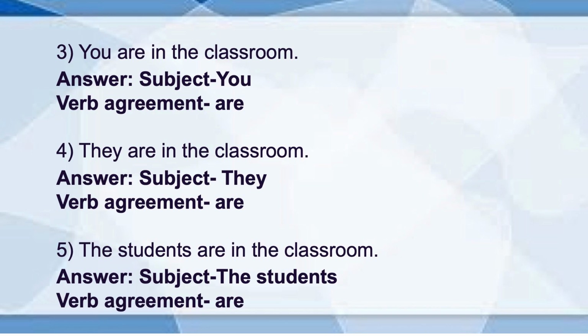Now, what is the next sentence? They are in the classroom. Now, in this particular sentence, what is the subject? The subject is they and verb agreement is are. The students are in the classroom. Now, in this particular sentence, what would be the primary subject? The primary subject is the students and what is the verb agreement? The verb agreement is are.